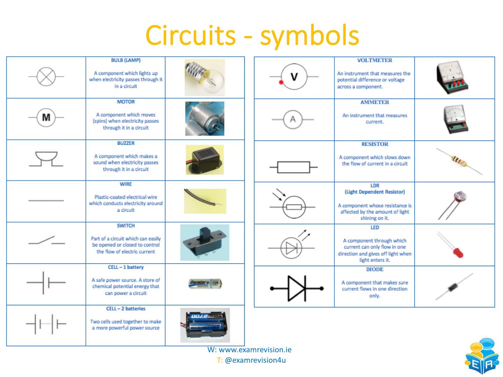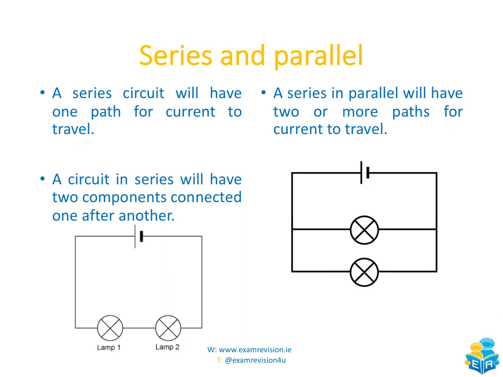So the V is a voltmeter, A is ammeter, and if you see this rectangular shape here, that's the resistor, because it kind of resembles what the resistor looks like over here, which you might have used. So the big ones we're going to look at here were the bulb, the buzzer, the wire, the switch, the battery, and the voltmeter, ammeter, and resistor. And we will go through all of those now individually to see what they do.